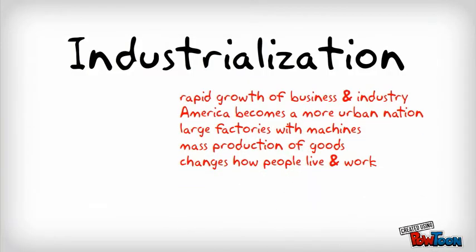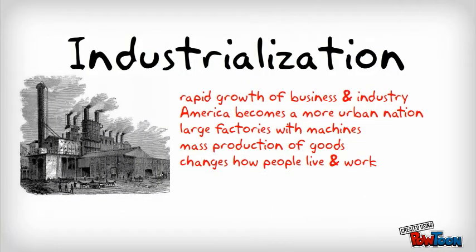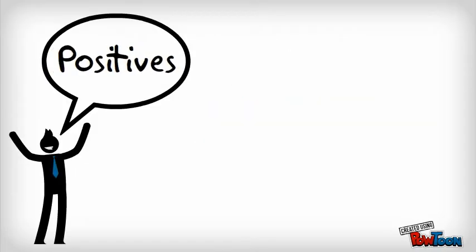So what is it that was happening in the United States? It's called industrialization. It's when the United States went from a country of mostly farmers to a more industrialized nation, factories, businesses, and cities. It really changed a lot of things, some for the good, some for the bad.